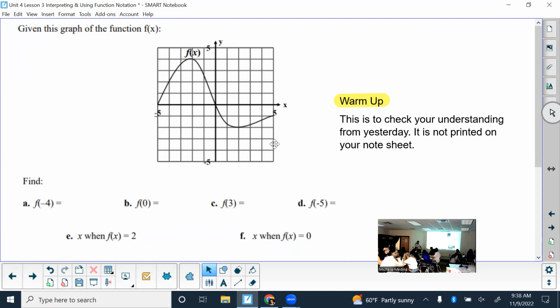And you're just going to discuss this in your groups. Try it yourself first. Even though it's not printed, you can just jot it down. Remember, function notation is super short. You can jot it down on your note sheet, answer it, and then transfer it onto your whiteboard. So any questions on what we're doing? Okay, so based on this graph of the function of x, you're going to find f of -4, f of 0, f of 3, and so on. All right, I'll give you about 5 minutes.